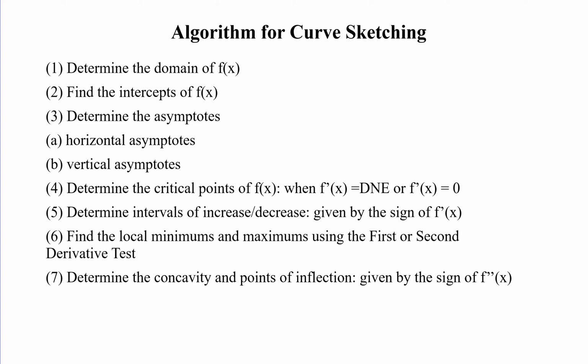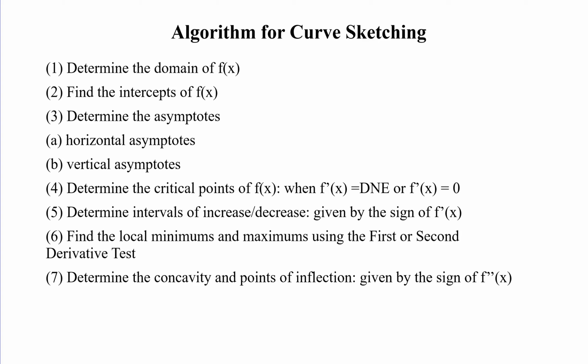The first thing that you want to do is determine the domain of f of x. If you're working with a rational function, then you find the restrictions of that function, and that becomes your domain, minus the restrictions. If there are no restrictions, then the domain is x an element of the real numbers. The next thing you have to do is find the intercepts of f of x: the y-intercept and the zeros of your function.